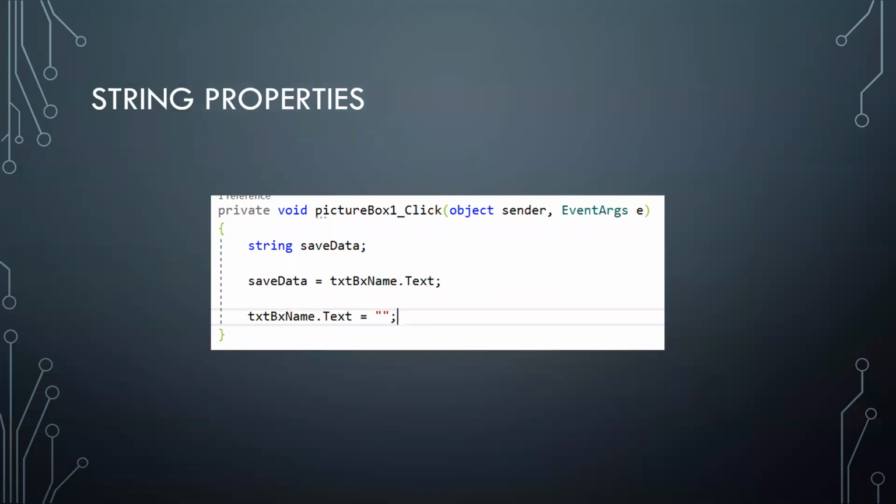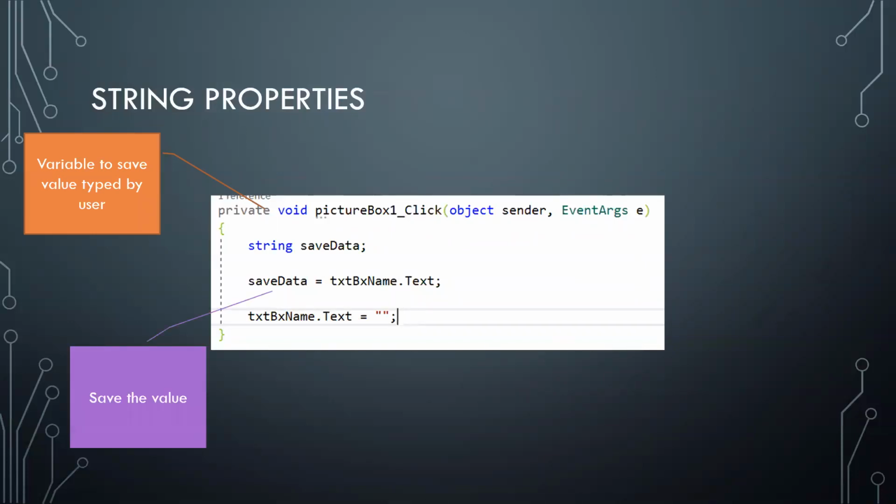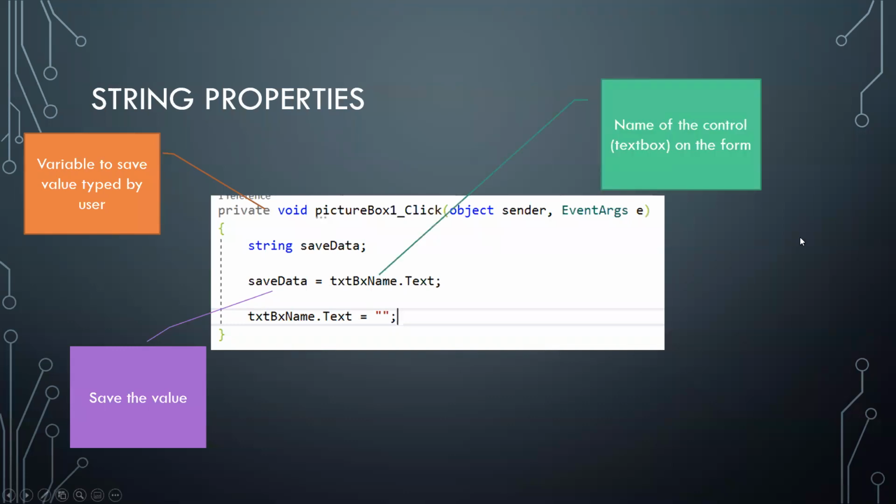Okay, string properties like our text boxes. When we're working with them, we're usually trying to save a value that the user entered or typed in. So if we want to save the value to a variable, we'll have the variable name preceding our equal sign, and then we'll have the name of the control following the equal sign, because whatever precedes the equal sign is being updated by whatever follows the equal sign. So that'll save that .text data into this variable.